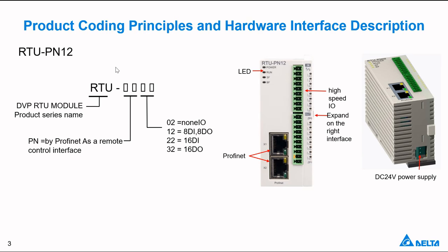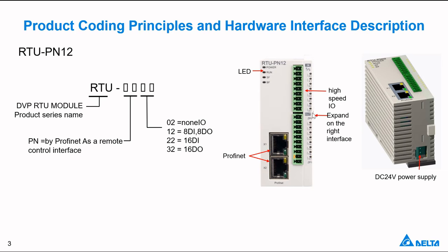And here's the naming of the RTU-PN12. First, RTU means remote module, and PN means Profinet. The last number 2 means the 2nd generation, and for the first number, 0 means non-IO, 1 means 8 digital inputs or 8 digital outputs, 2 means 16 DI, 3 means 16 DO.